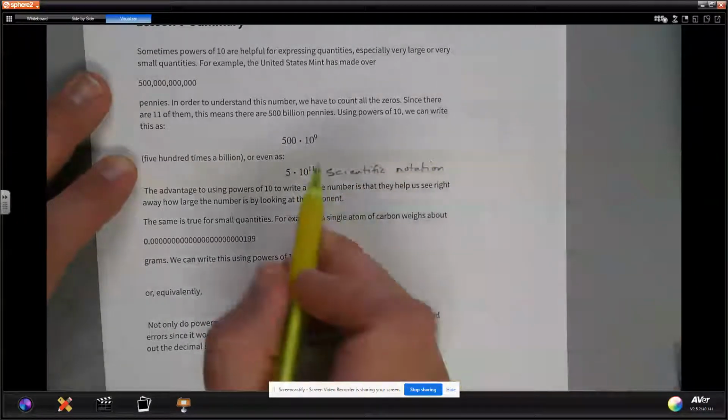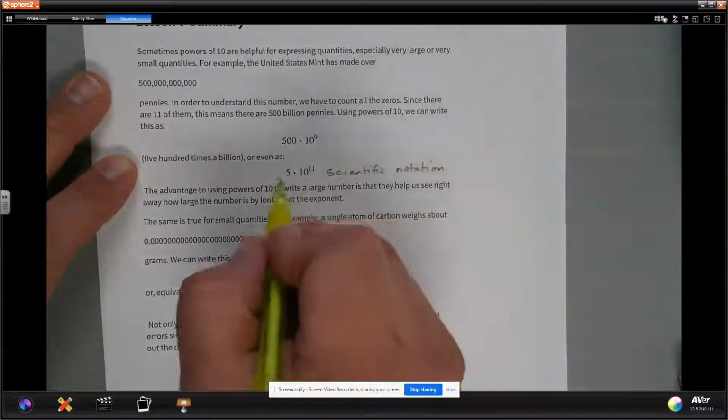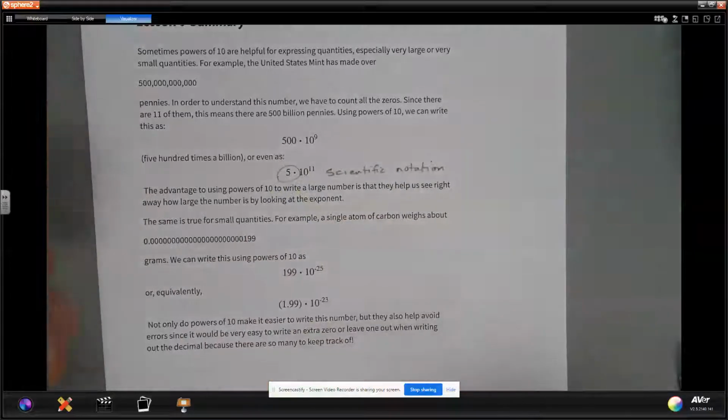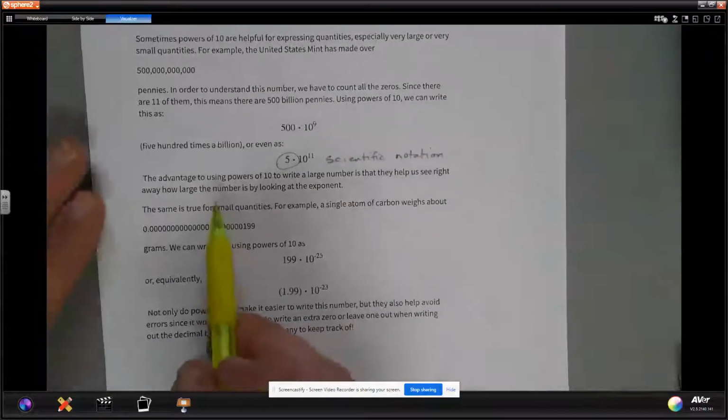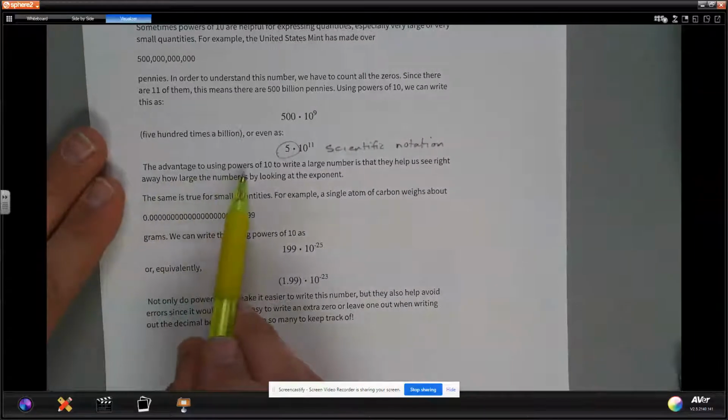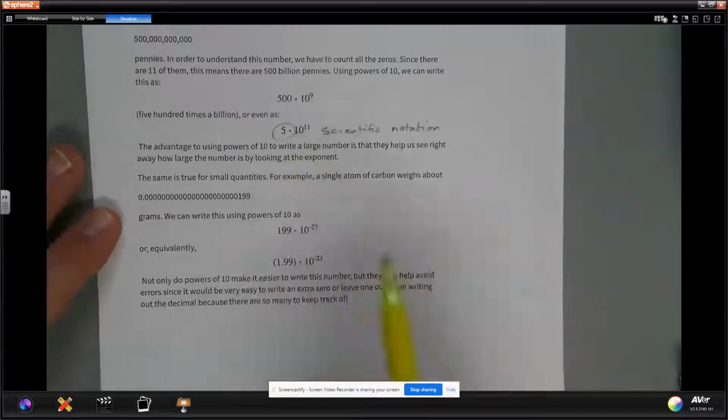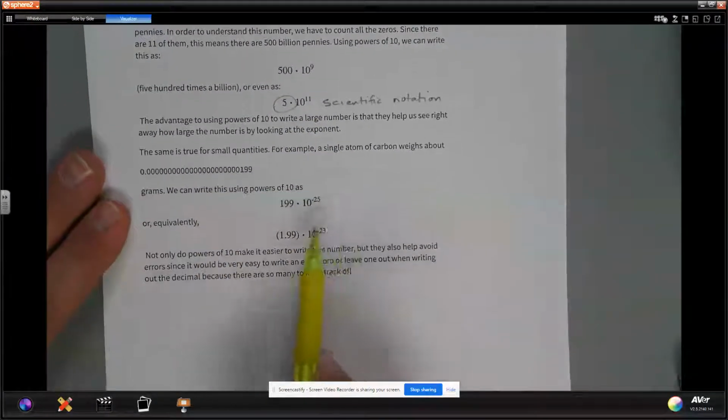And you might still be asking, what's the difference between that and this? It all has to do with this value here. It's called the finite decimal. We'll get into that definition in a future lesson. But we can look at the same thing. The advantage to using powers of 10 with large numbers is it helps us to see right away that there's a really large number by looking at the exponent. Same thing's true for small values.